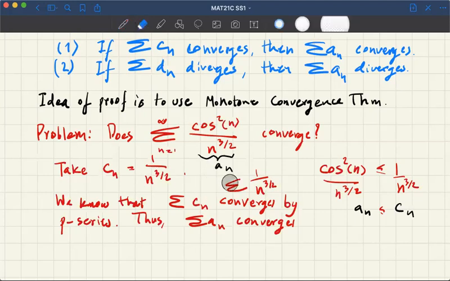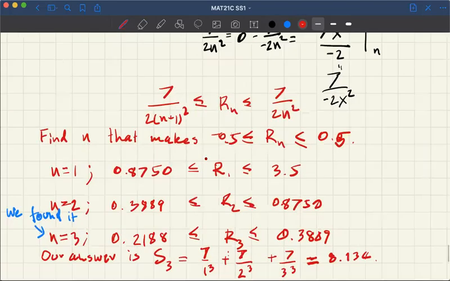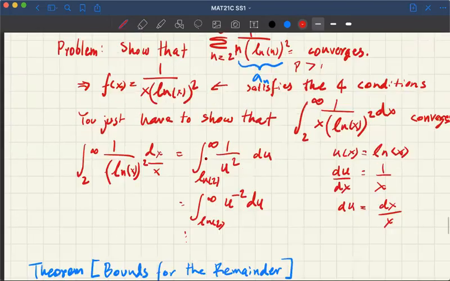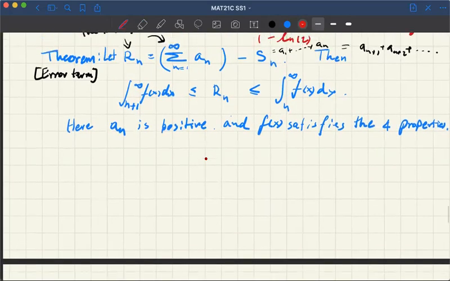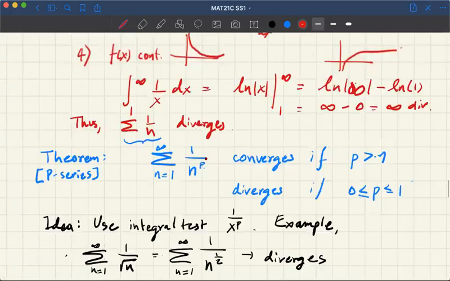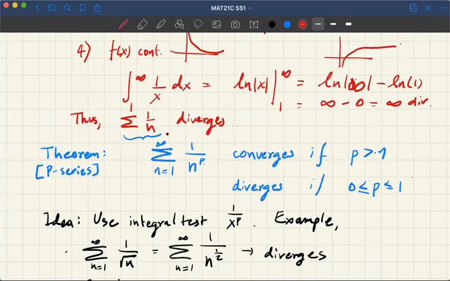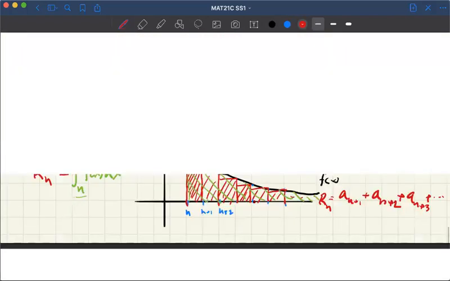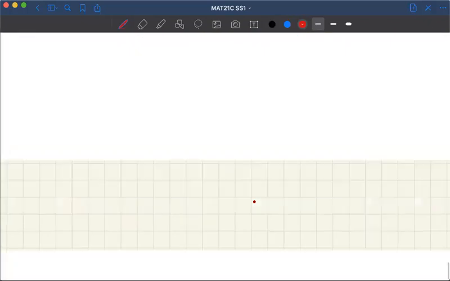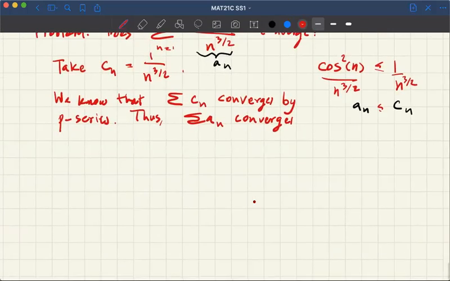Yeah, good question. Which part is P? P is the power here. Oh, I see. Thank you. Yeah, let me go back to that theorem, maybe. Where is it? We talk about it here, right? Here, the theorem says 1/n to the P converges if P is greater than 1 and diverges otherwise. Okay, good.